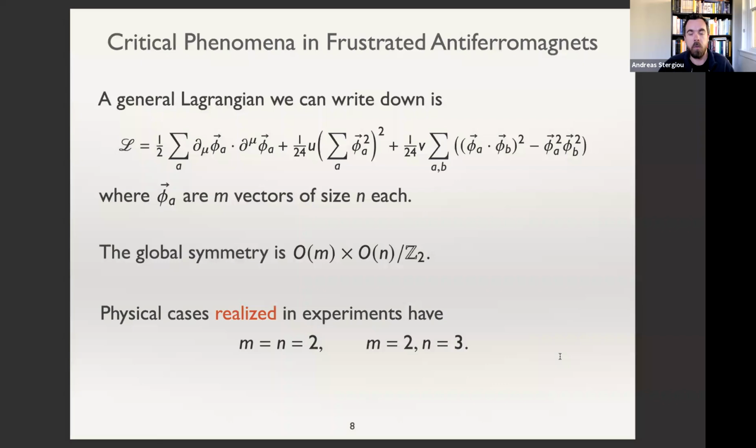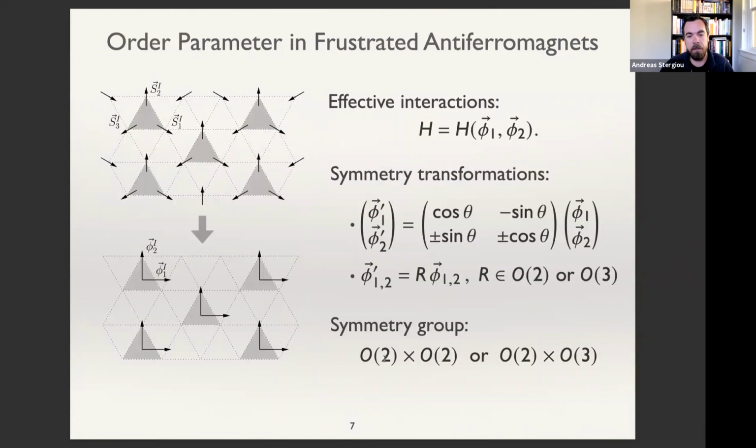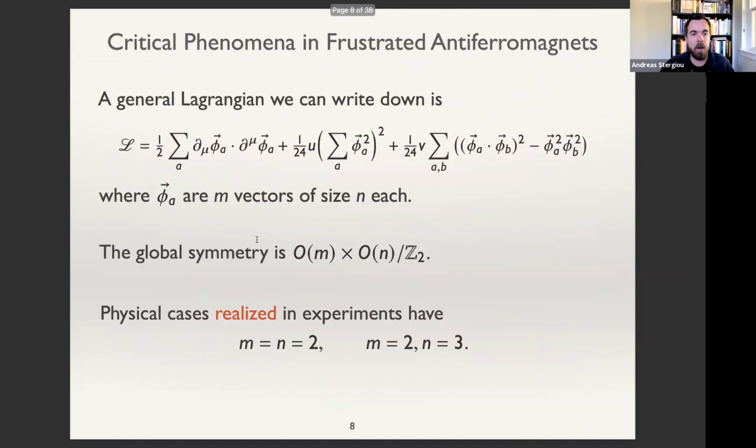So assuming just these symmetries, and in the general case where instead of looking here at numbers 2 and 2 and 2 and 3, we'll put numbers m and n, we can write down this general form of the Lagrangian, which has just the regular kinetic term. I have neglected to write down the mass term. We tune that to go to 0 anyway. And then there are two couplings, U and V. Commonly in the literature, they're denoted by U and V. This over here respects OM times ON symmetry.